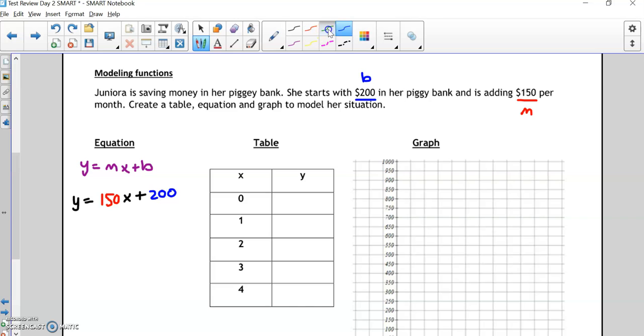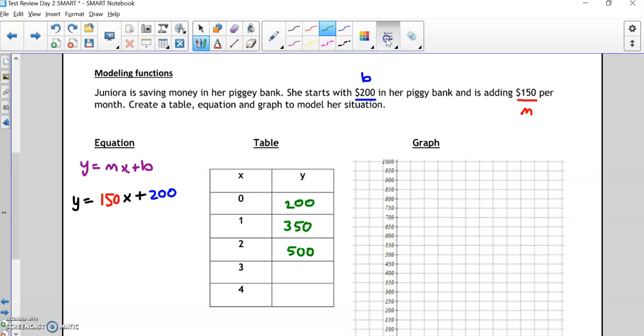Okay, and then for our table, all we got to do is plug in each of these numbers, or you can just do the math yourself, right? So at 0, that's our starting point. We're at 200. And then each month we're adding 150. So now it'll be 350. Then it'll be 500. Right?